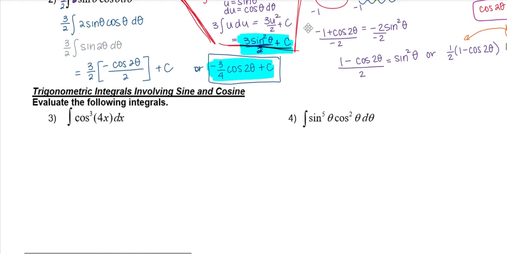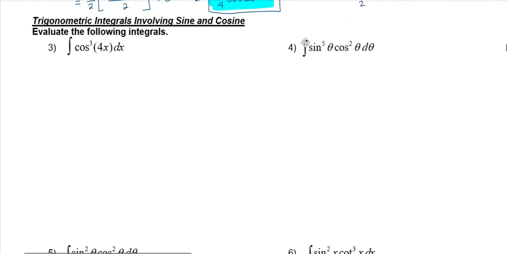So if you're just now tuning in, you may want to watch that video to get started with trig integrals before watching this one. So let's assume that we are ready to go, and we have an integral of cosine cubed of 4x dx. So we are integrating with respect to x, and one might think, oh, I can use substitution for this. Well, let's try it.